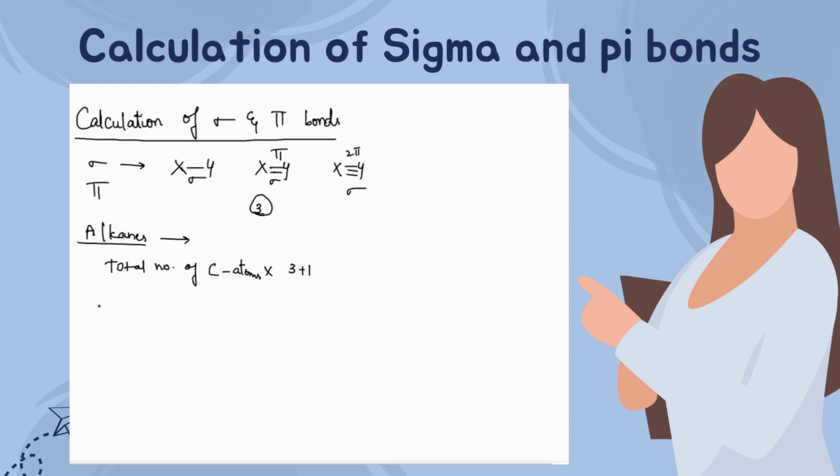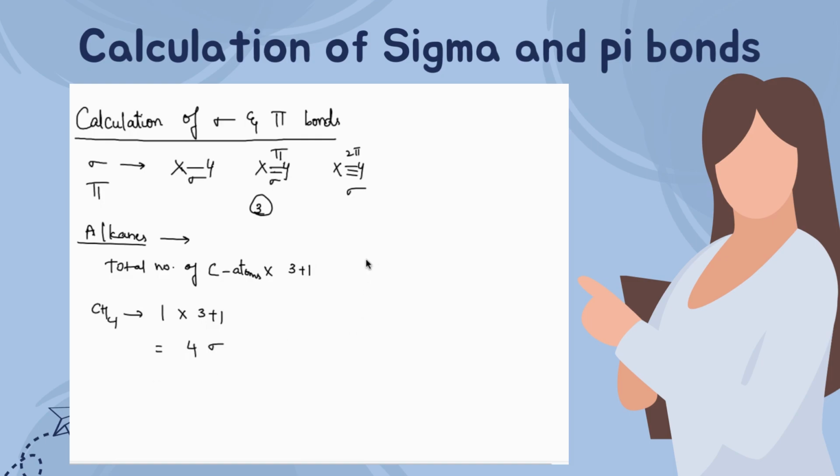When a simple molecule like methane is given, we can easily draw the structure and find the bonds. In methane, the total number of carbon atoms is 1, so 1 into 3 plus 1 is equal to 4. That means there are 4 sigma bonds in the methane molecule.